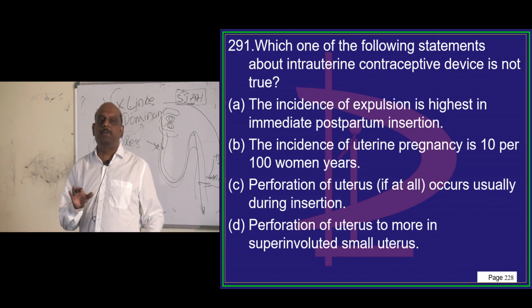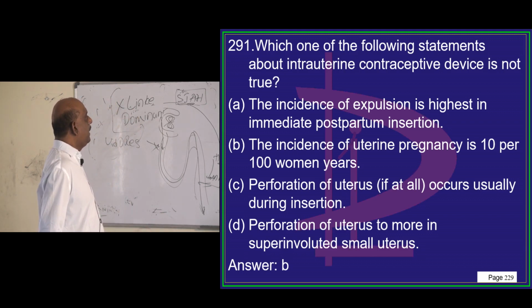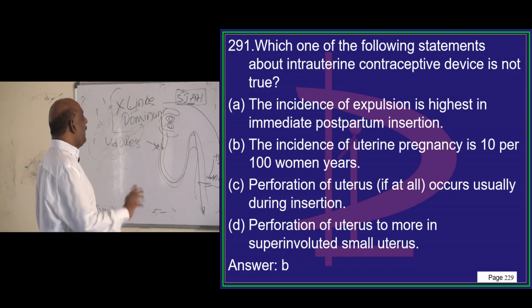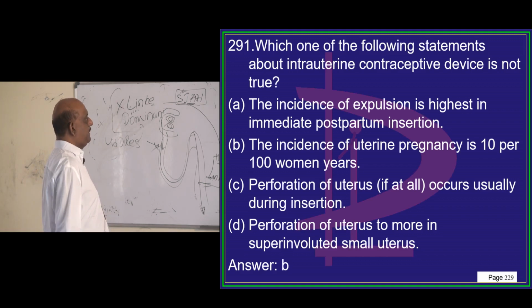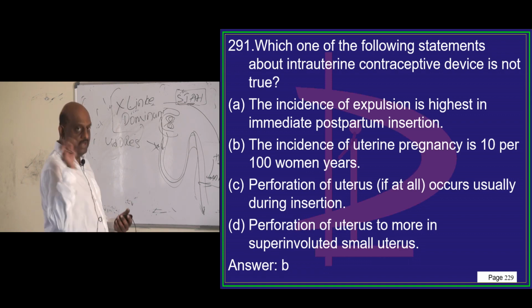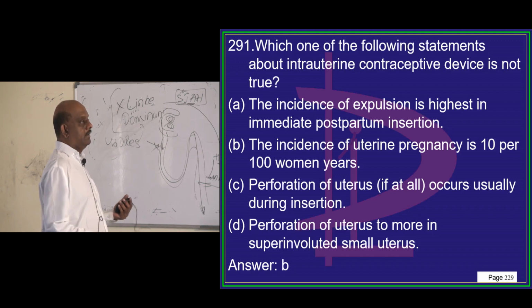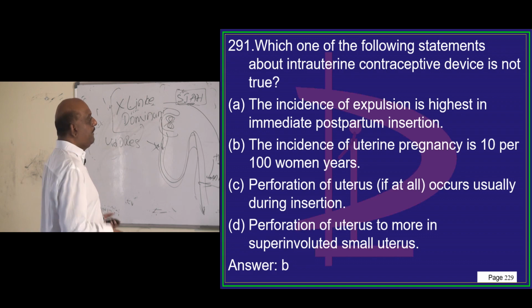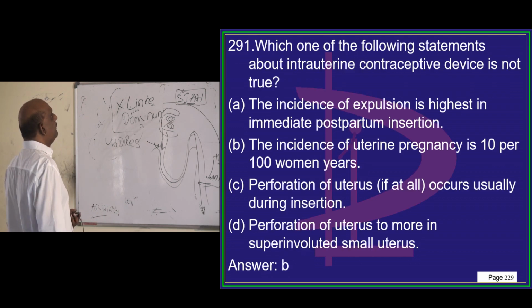Intrauterine contraceptive device. What is the true statement about it? If the woman has a super-involuted small uterus, there is a great chance of perforation. And perforation of the uterus usually occurs during insertion of the IUCD. And the postpartum period is the time when expulsion rates are very high if you happen to place the IUCD, is what you should identify.